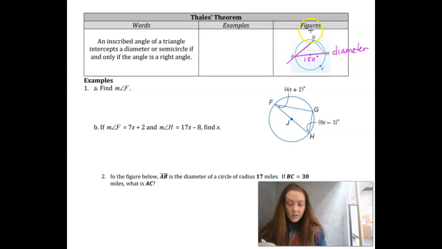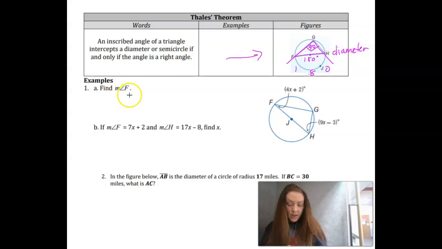And this angle intercepts that arc, because this whole arc is also 180. And so this is my inscribed angle, which would be half. And so if that's 90 degrees, then we know it is a right triangle. So that's why. If the inscribed angle has endpoints of the diameter, it's always going to be a right angle, because that's half of 180. So let's look at this example.